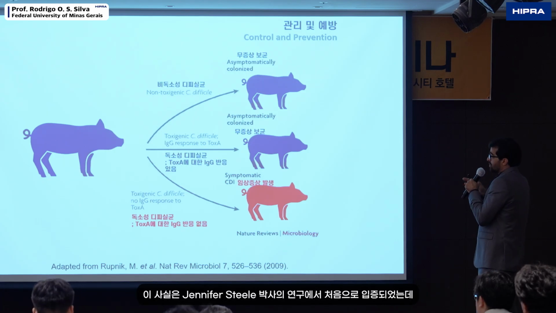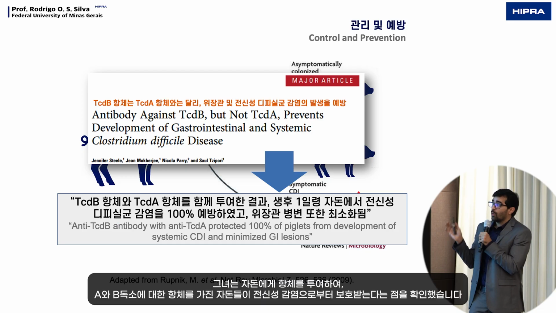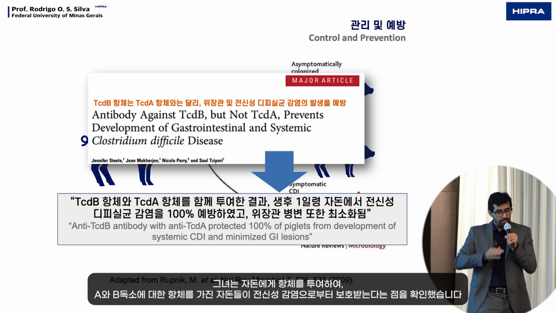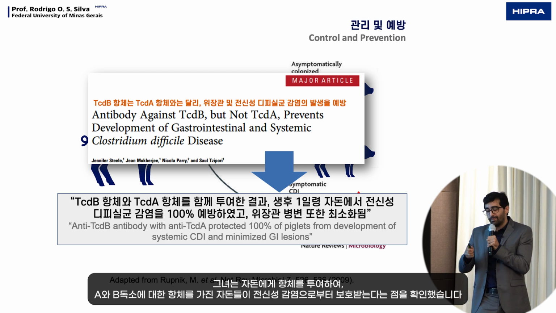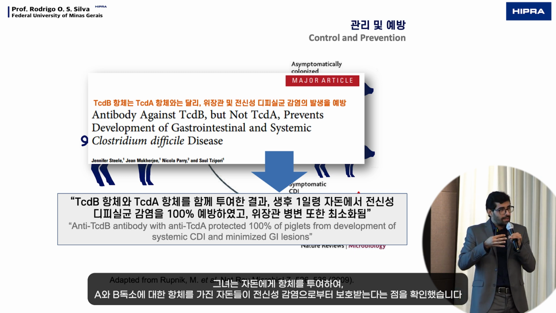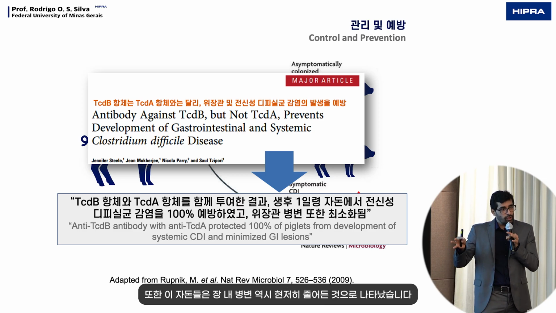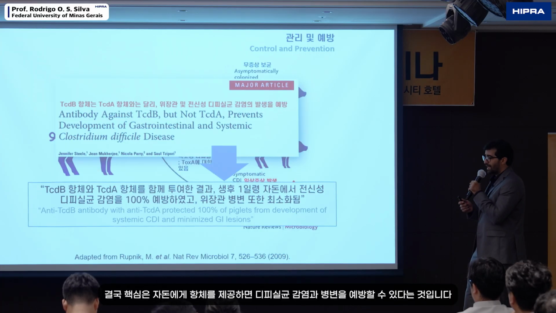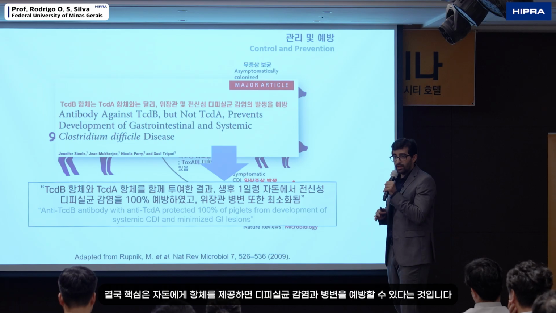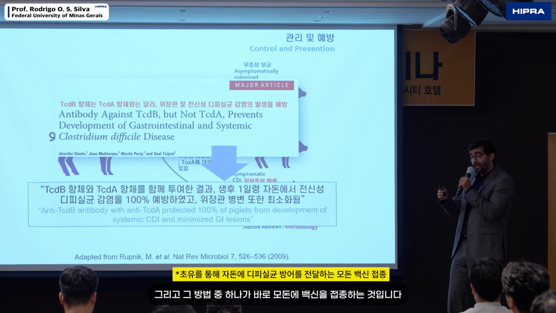That was first demonstrated by Jennifer Steele in a very interesting paper where she gave antibodies to piglets, and she showed that piglets with antibodies against A and B toxins get protected against systemic Clostridium difficile infection, and also these animals had minimized lesions in their gut. So the idea here is we can prevent the lesions and the disease in these animals by giving them antibodies, and one way to do that is vaccinating sows.